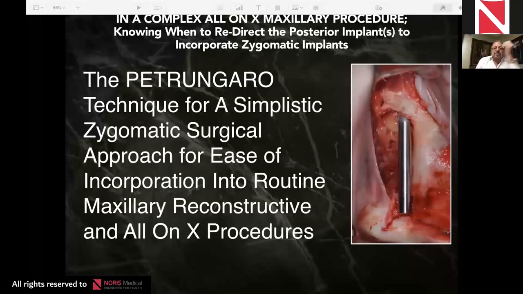All right, let's move forward. So let me get into now incorporating these into a treatment planning phase, okay? You know, I think that zygomatic implants are here to stay. I think they're going to continue.